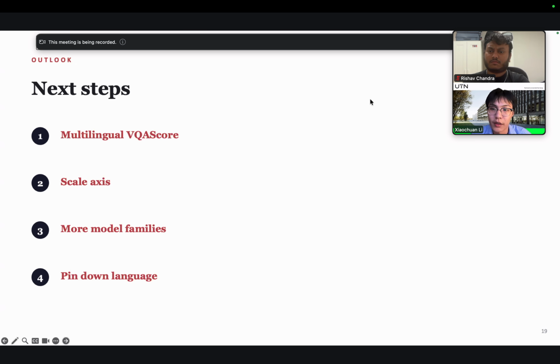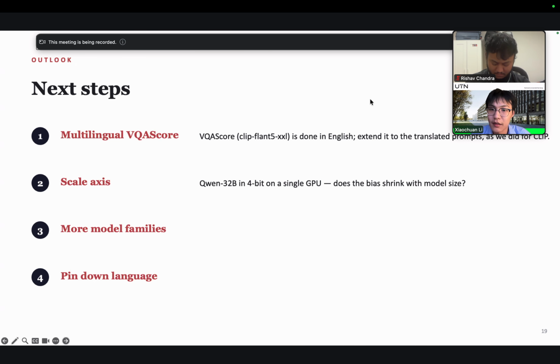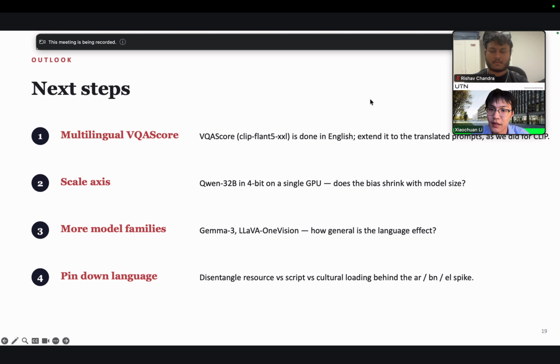And where we are going. First, extending VQAScore to the translated prompts, the way we did for CLIP. Second, the scale axis: Qwen 32B, maybe in 4-bit, does the bias shrink as models get bigger? The third one is more model families, to see how general the language effect is. And finally, we want to pin down the language effect itself: how much is the resource level, how much the script, and how much is cultural loading behind that Arabic, Bengali, Greek spike.